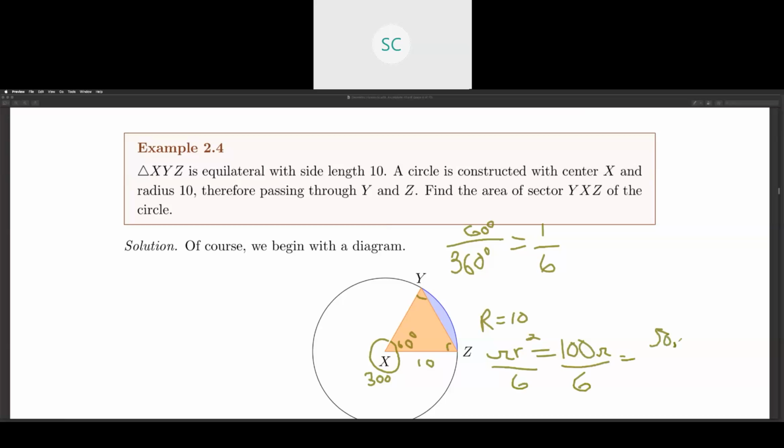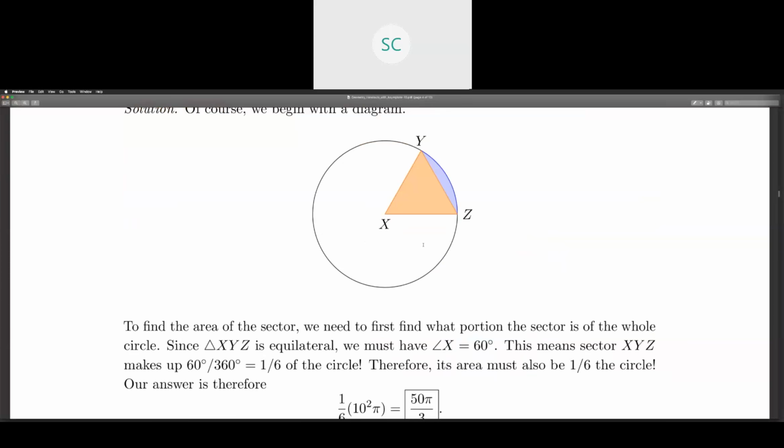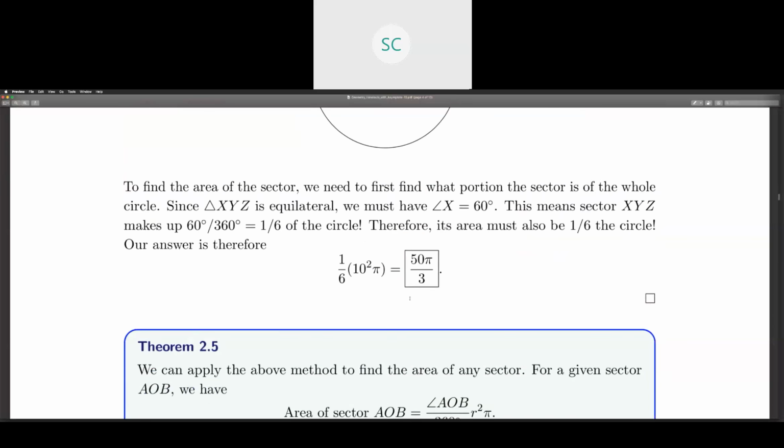If you're looking for a harder problem, go ahead and try to find the area of this blue section here. This is actually quite standard in many geometry problems. You're going to have to find not the area of the whole sector, but a portion of this sector. So go ahead and give that a shot. But for now, we're going to go on to the next problem. And here's just the explanation.